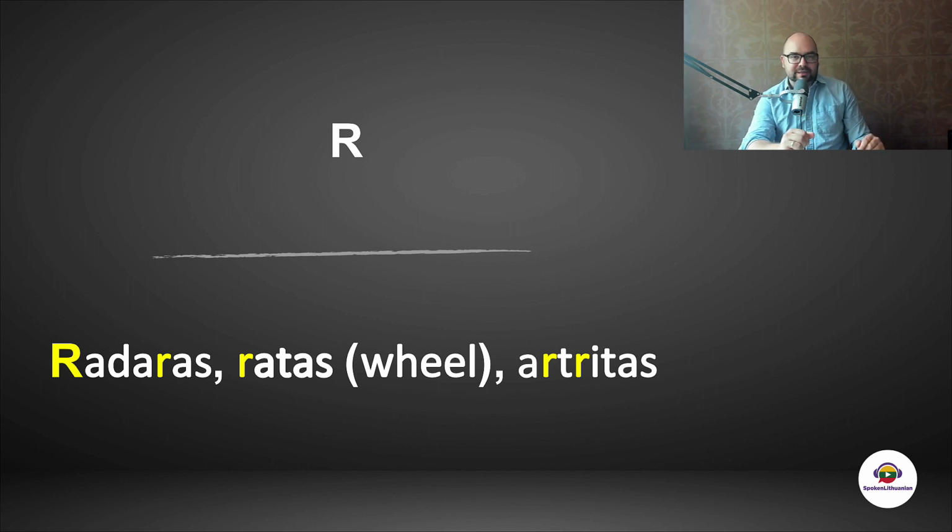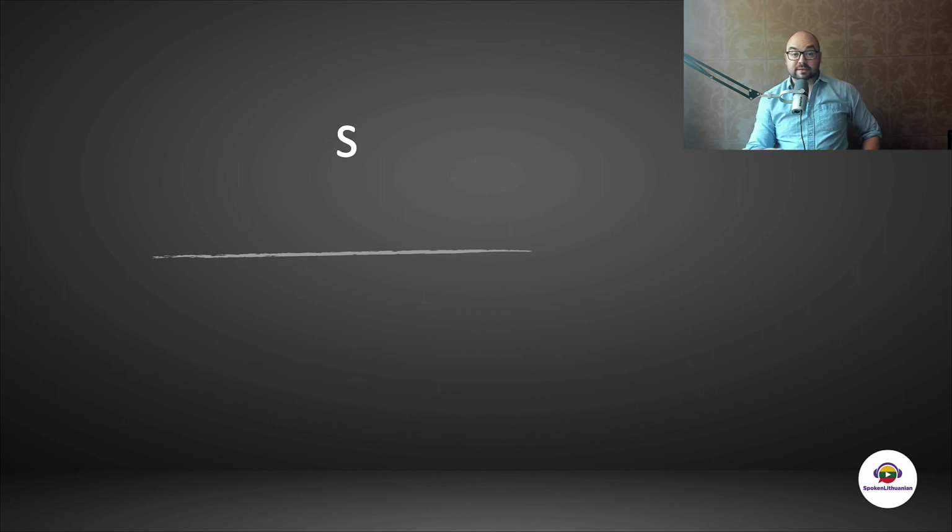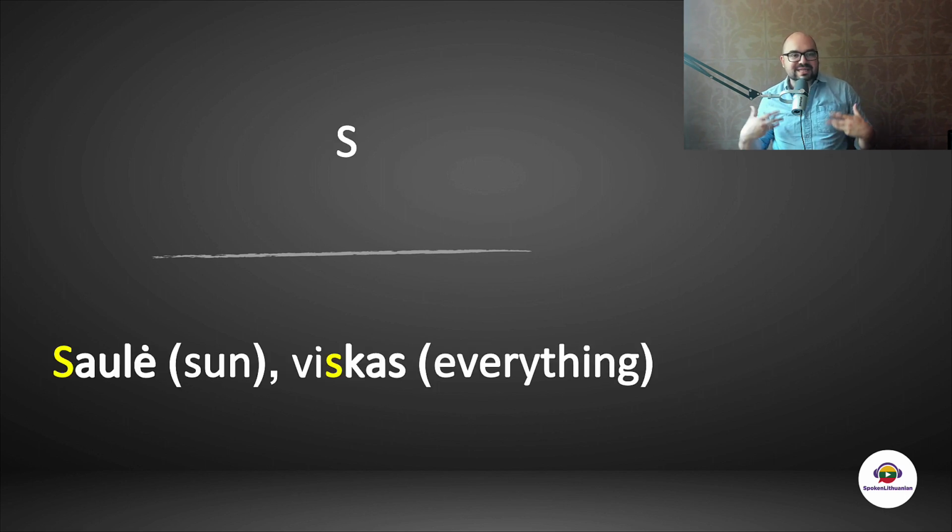Lithuanian R can be continuous, like radaras, or ratas, wheel, or artritas, arthritis. It's very pronounced, it's very there, it's very present. S, we have saulė, sun, or viskas, everything. Viskas, everything. It's very similar to the English S sound.